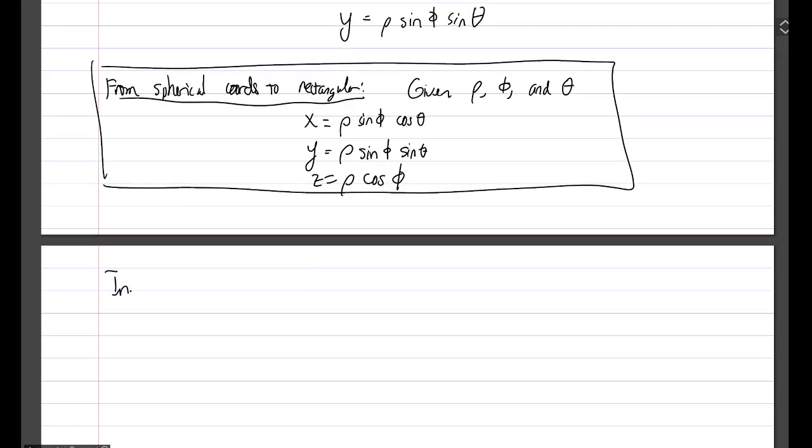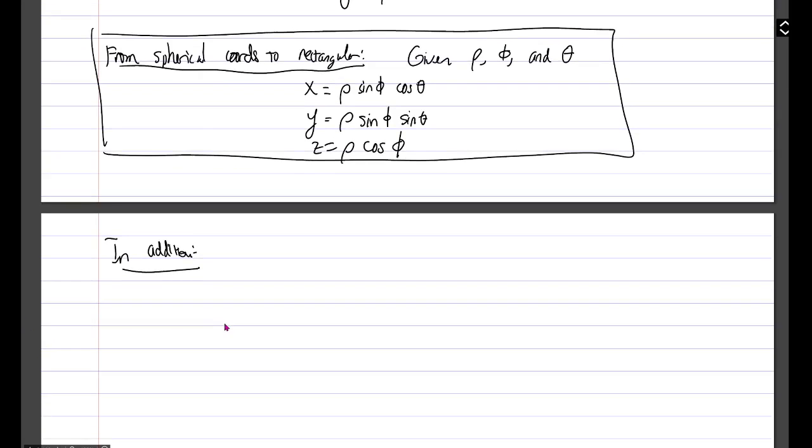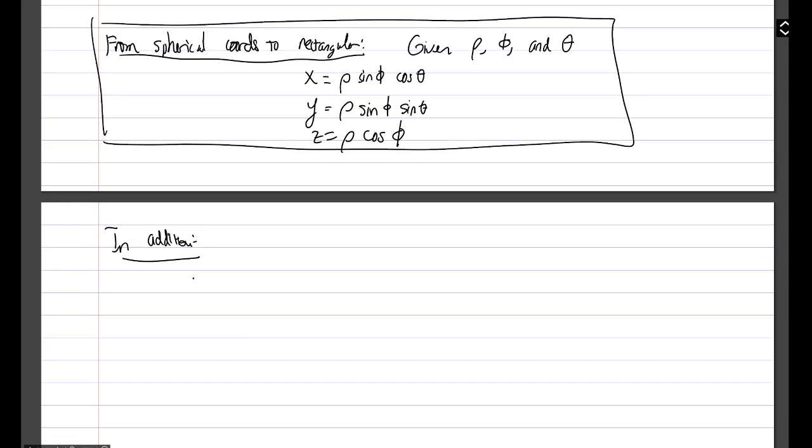But in addition, there are quite a number of other equations that we've developed along the way, and they're all useful at different times. So let's just inventory all of them. We also have that tangent of theta is equal to y over x. We also have r squared is equal to x squared plus y squared. And we had these before, right?